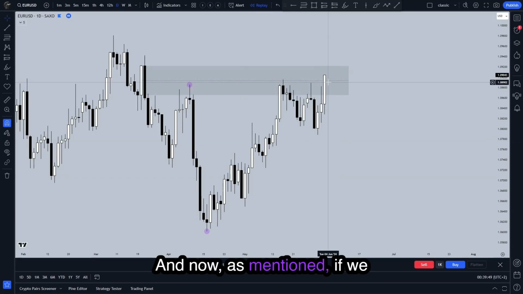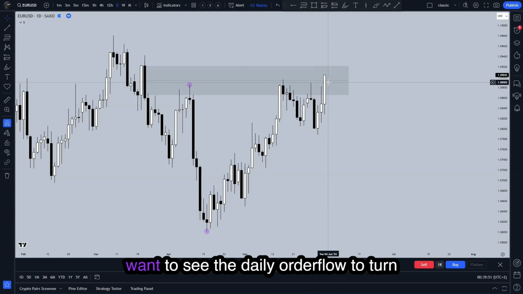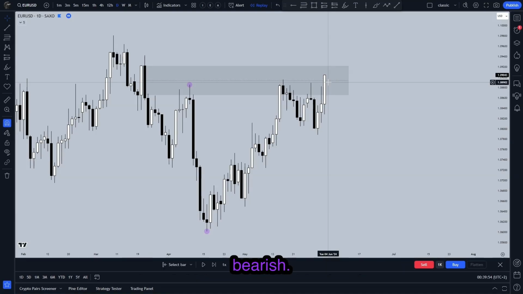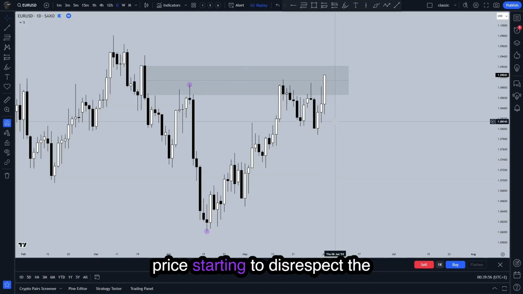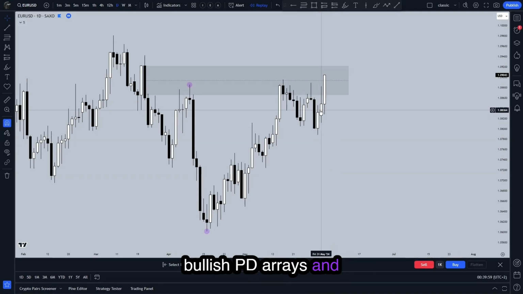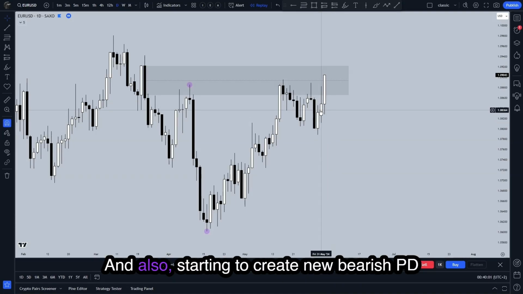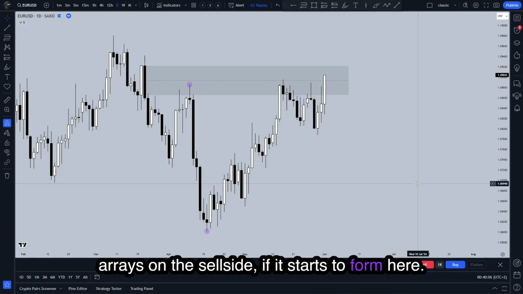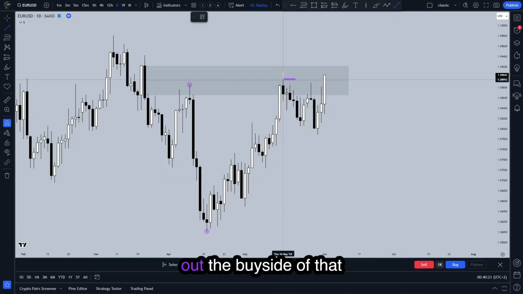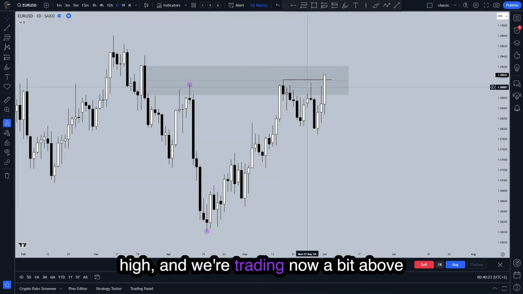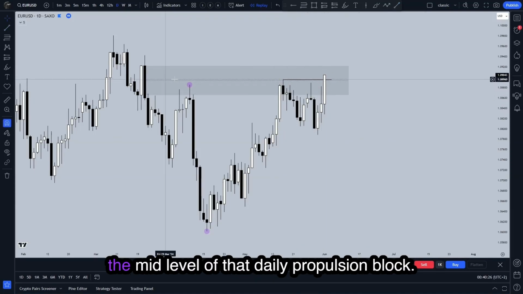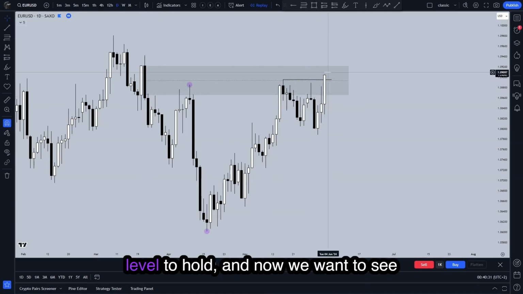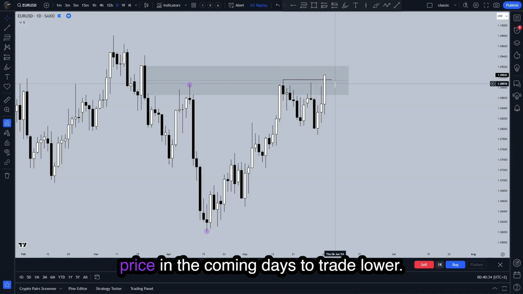Now, as mentioned, if we anticipate a reversal here, we want to see the daily order flow turn bearish, meaning we want to see price start to disrespect the bullish PD arrays and respect the bearish ones, and also start to create new bearish PD arrays on the sell side if it starts to form here. We have taken out the buy side of that high, and we're trading now a bit above the mid-level of that daily propulsion block. As mentioned, we want to see this level hold, and now we want to see price trade lower in the coming days.